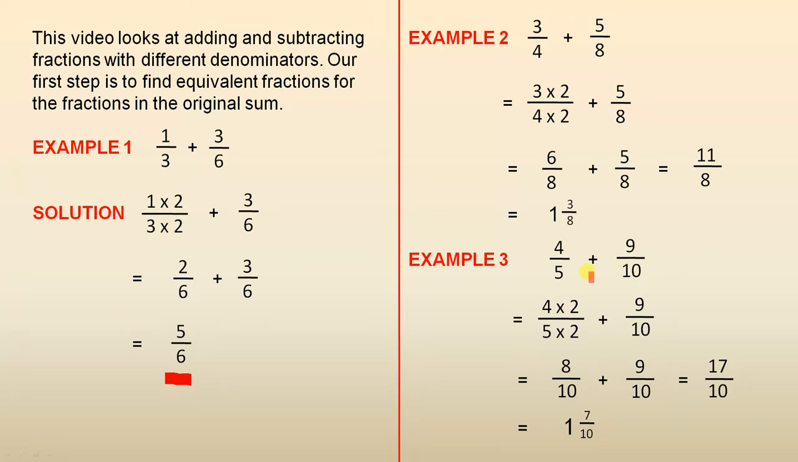Example 3. 4 over 5 plus 9 over 10. We need to make this denominator here a 10. So we multiply top and bottom by 2. 2 4s are 8. 2 5s are 10. So we have 8 on 10 plus 9 on 10 is 17 on 10. 10 into 17 goes once with a remainder of 7. So it's 1 7/10.